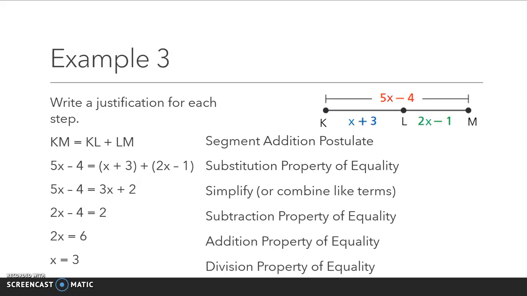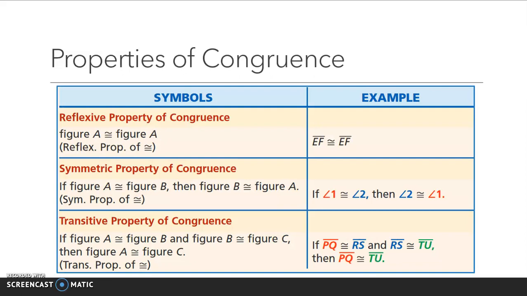congruence now. They're very similar to properties of equality. The only difference between properties of equality and properties of congruence is that these have congruent symbols. So we only have 3 of them. The reflexive property says that if a figure is congruent to a figure, then that's all we need to write. So EF is congruent to EF.